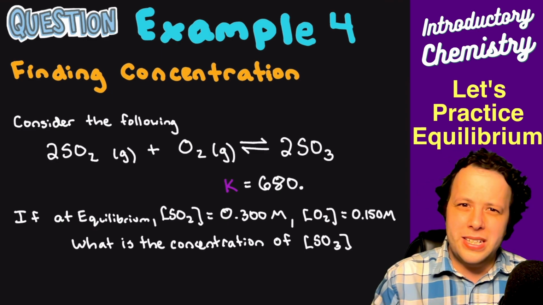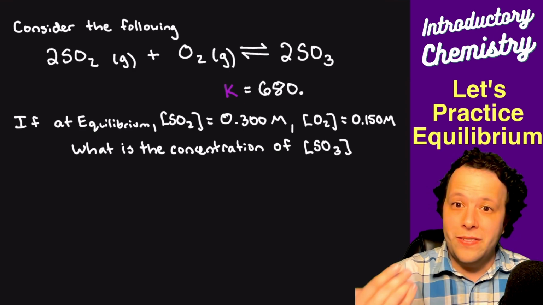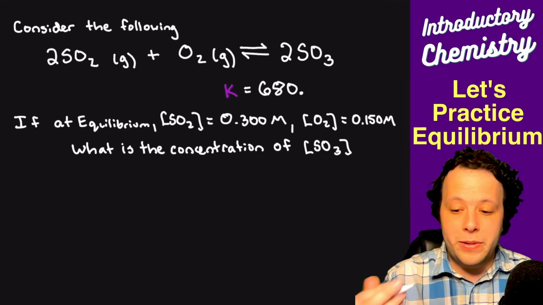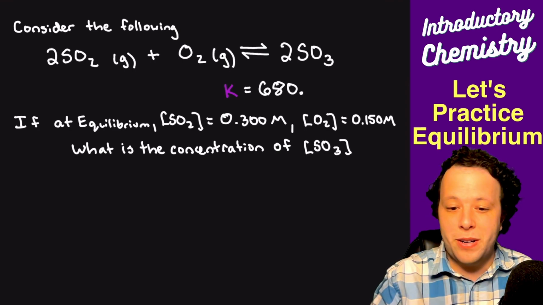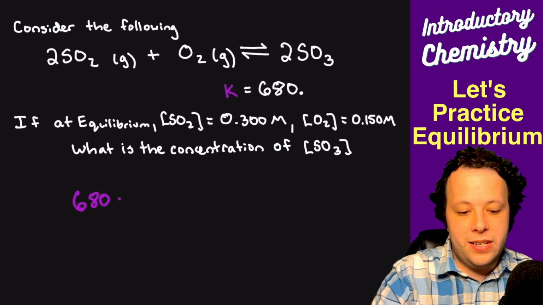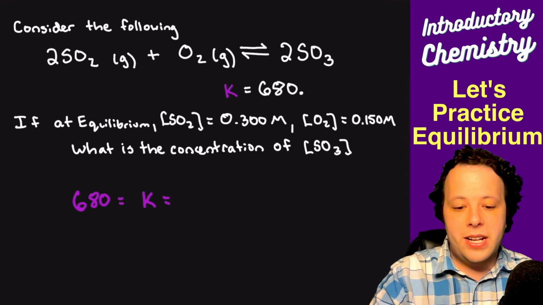How would you do that? Well, for this particular problem, if you need to find a concentration of an individual species, you need to rearrange the problem. You need to create your K expression and then rearrange it. So the first thing is, if I want to set up my expression, well, you know that 680 is equal to K, and then it's going to be equal to the products over the reactants.